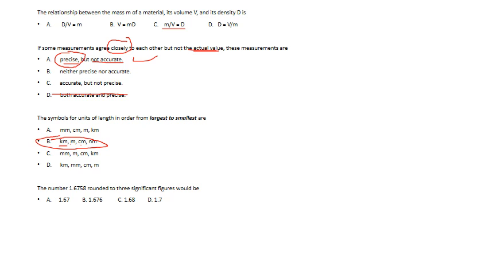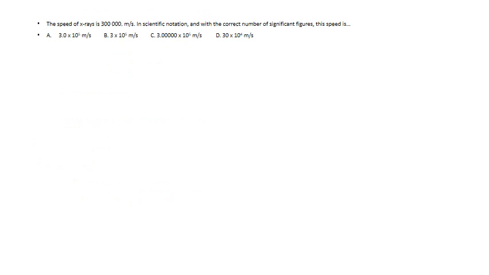Okay, this number rounded to 3 digits. This 5 is going to round up the 7, so it's going to be 1.68. All right, X-rays, 300,000 meters per second. This decimal tells me that all these zeros count. So it's going to be 3.00. All the zeros count. So there are 5 zeros: 1, 2, 3, 4, 5. And we're at 10 to the 5th.